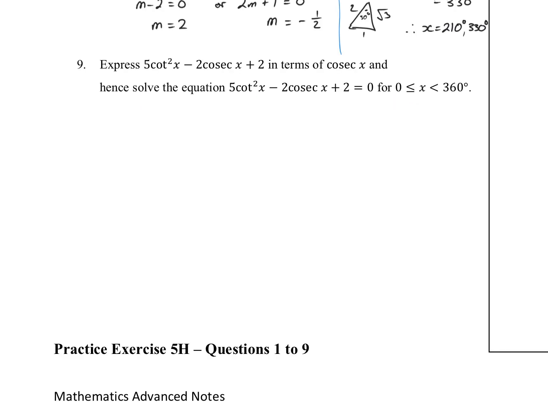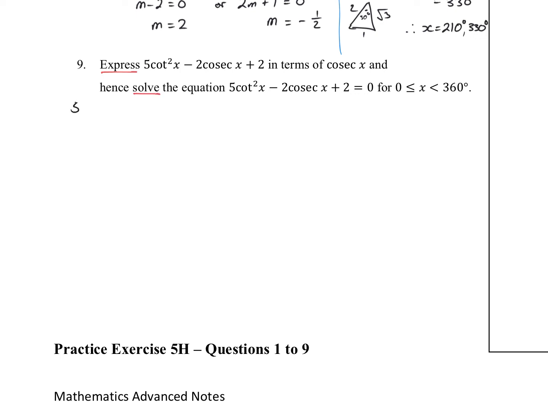So this question: express 5 cot squared x minus 2 cosec x plus 2 in terms of cosec x, and hence, using that result, solve the equation. So we've got two verbs. We need to express something and we need to solve something. So we've got two things we're going to do.